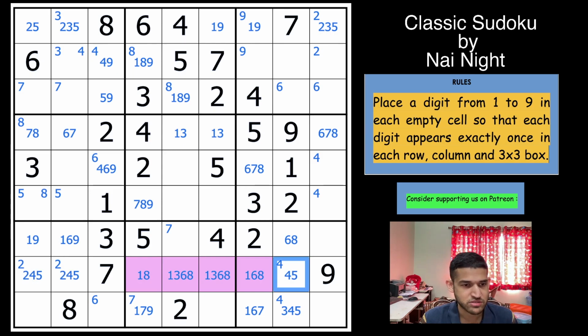This is 4, 5. This is 2, 4, 5. And this means this has to be a 3. Along this quad, you can see 3 has to be here. And let me remove this color.